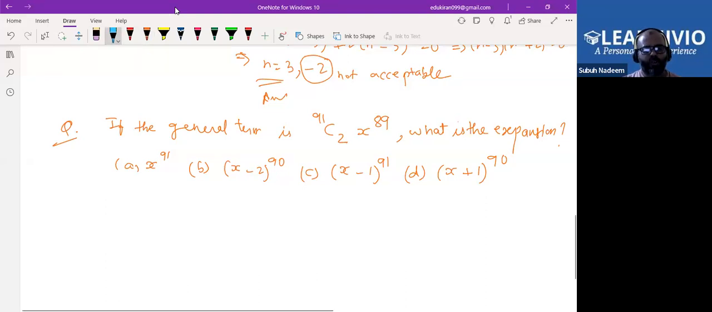It is not so difficult. If you observe n, that will give you the answer. What is n here? 91. So the index n is 91, which means that out of all these four options, which option has the power 91? C. A is also 91, but that is not an expansion, that is a single term. So C is fine.